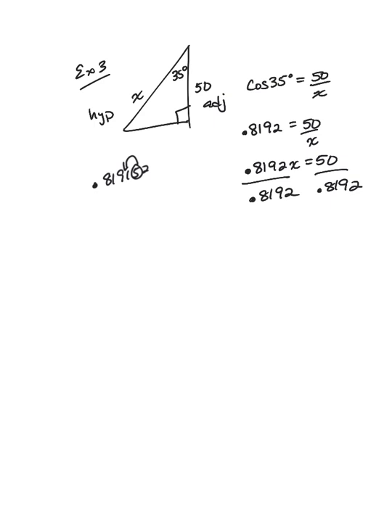Okay, and that comes out to be 61.035, blah, blah, blah. I'm rounding to the nearest tenth, so you do not care about that 5. This 3 makes this 0 remain a 3. So that would be your answer, 61.0.